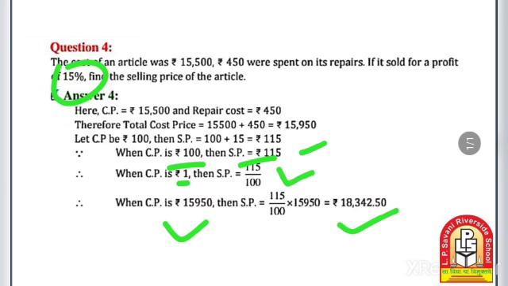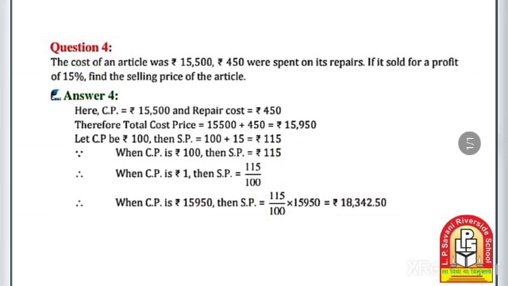This simplification is your homework, so you have to try. First multiply 115 with 15,950, then divide it by 100.